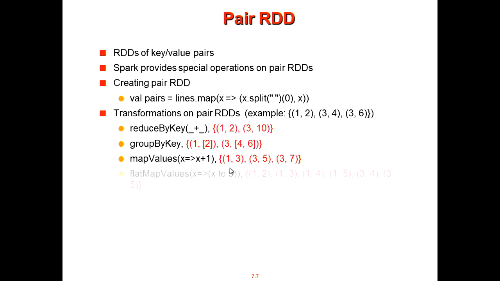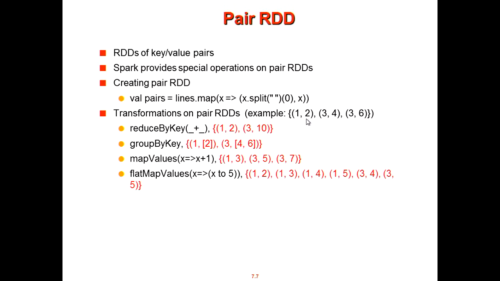So this is mapValues. And flatMapValues, just like what we have learned about map and flatMap, the difference between mapValues and flatMapValues also has a similar idea. So let's look at the function for flatMapValues, x to 5. It also works on values only. So 1, 2, and it's from x to 5.